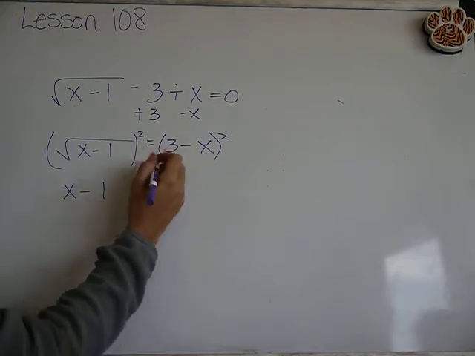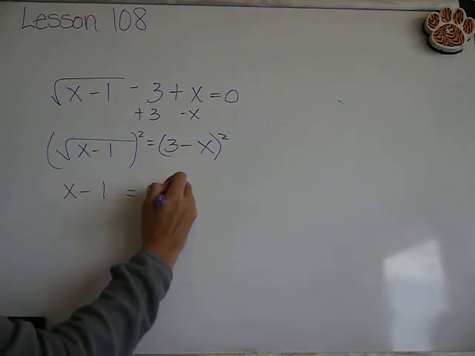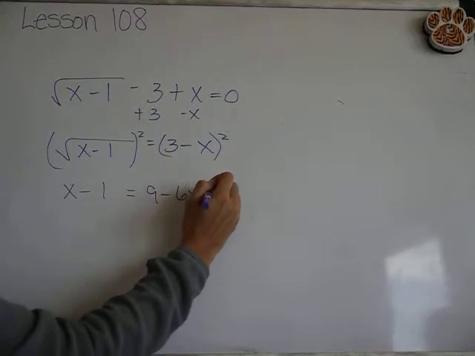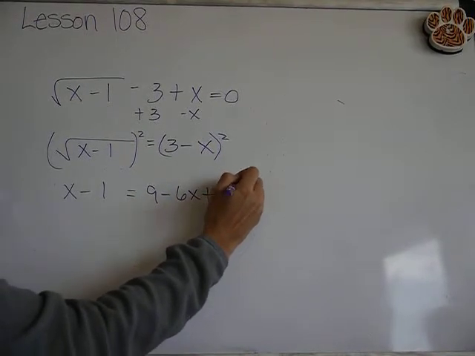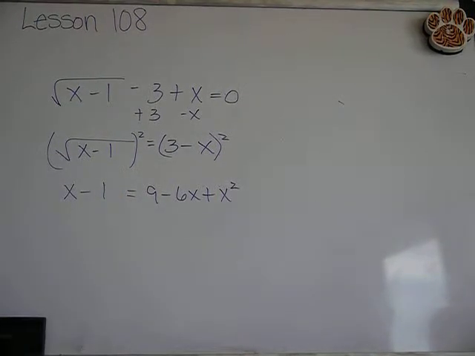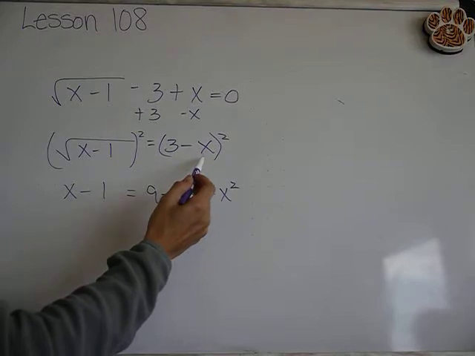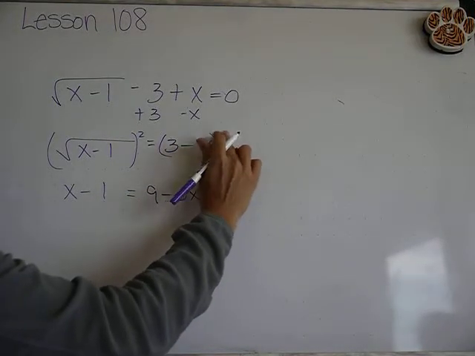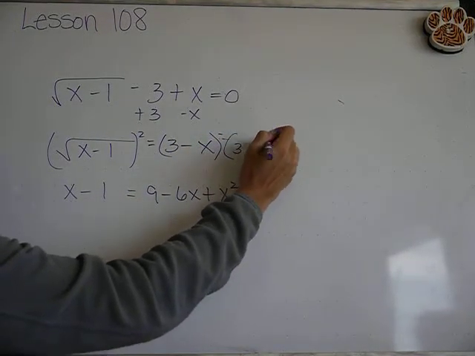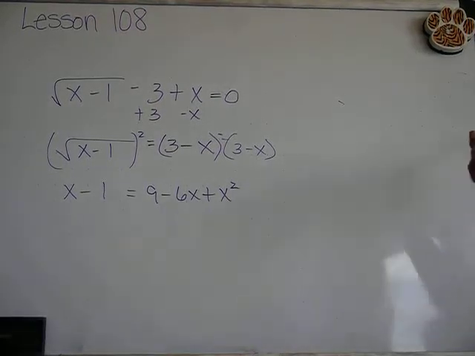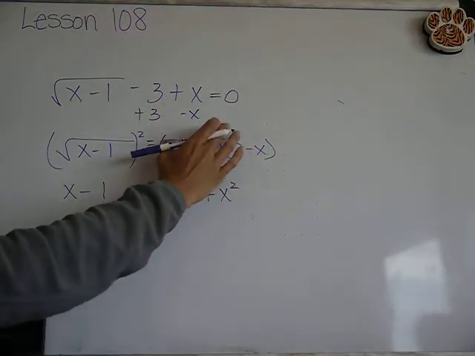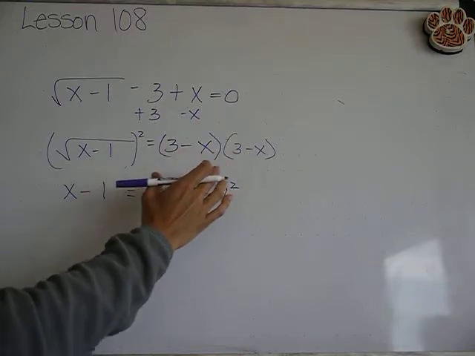If we FOIL this, it's gonna be 9, then it becomes negative 6x plus x squared. Do you see that? Why are we foiling? Because we have a quadratic, because this gets squared here. George, this is the same as this. Yeah, but how do you simplify this? Why are they in parentheses?